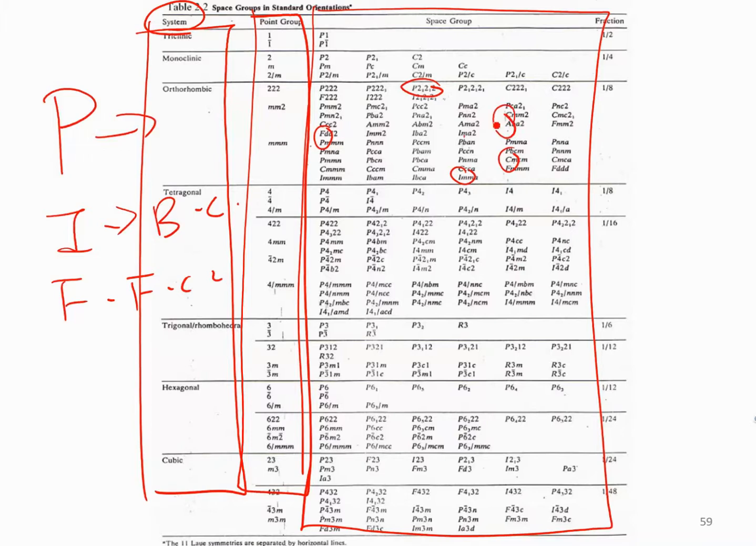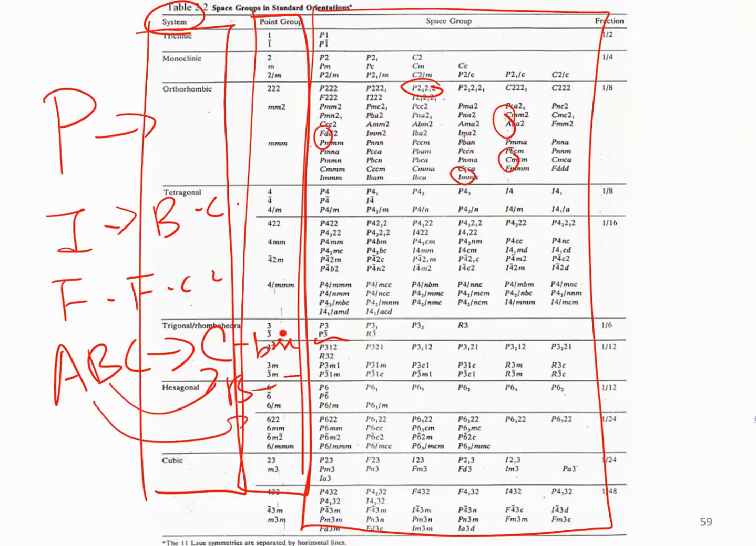We have A and B and C. So A, B, C represent base centered. If it is C, it is C base centered, if B, B base centered, A is A base centered. Okay, I will explain later on in symmetry.